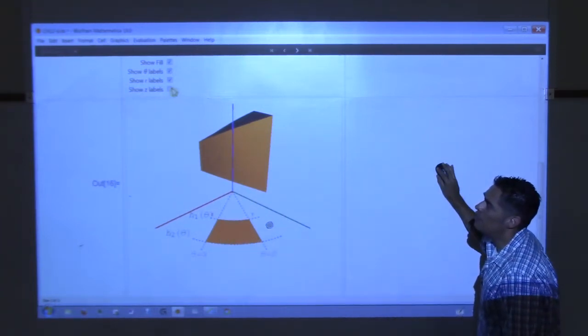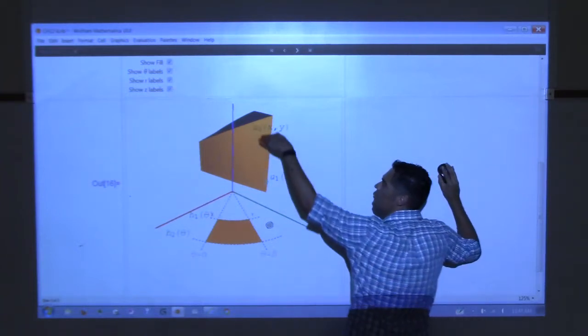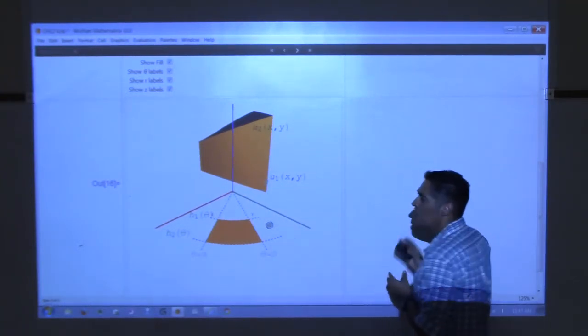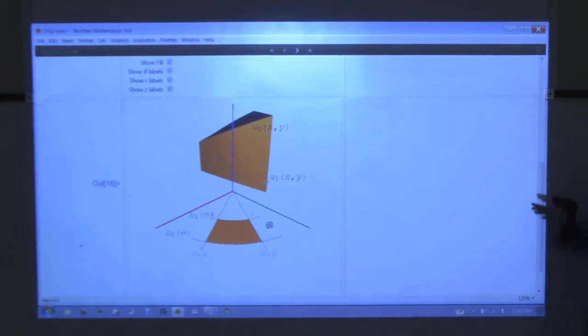Then your z is stuck between two surfaces, a surface on top and a surface on bottom. So the only thing that is changing now in cylindrical coordinates is that the shadow on the ground is polar. So when the shadow is polar, we use cylindrical coordinates because it just helps us draw that region better.